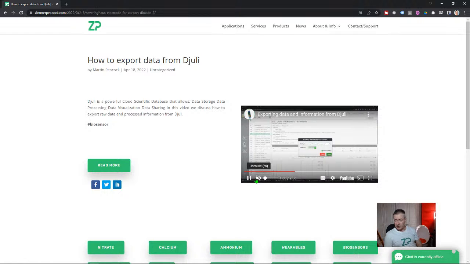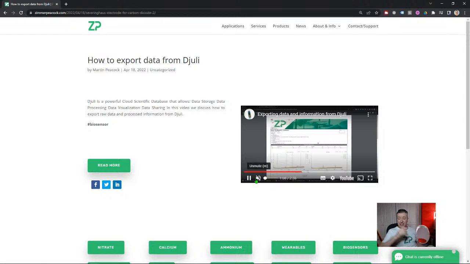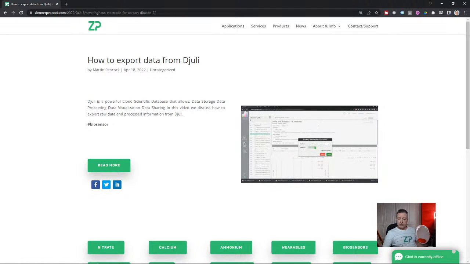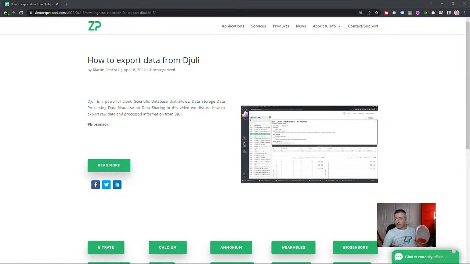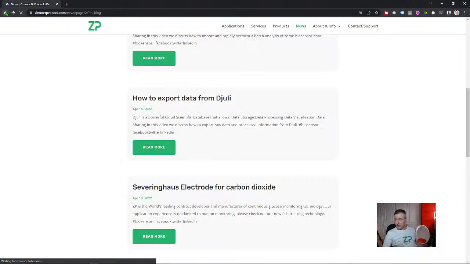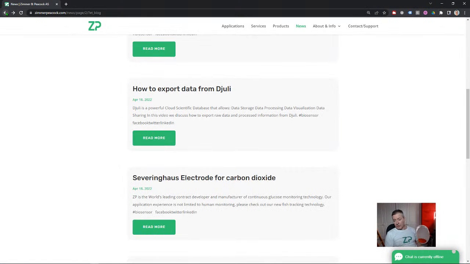Otherwise, you've got different bottlenecks, and data analysis is actually one of the big bottlenecks. There are plenty of people who will gather data, but then the analysis becomes the real bottleneck in all of this. So at ZP, we put a video out there this week that says Julia is a great database for uploading, storing, and sharing, but also for doing batch analysis on data.